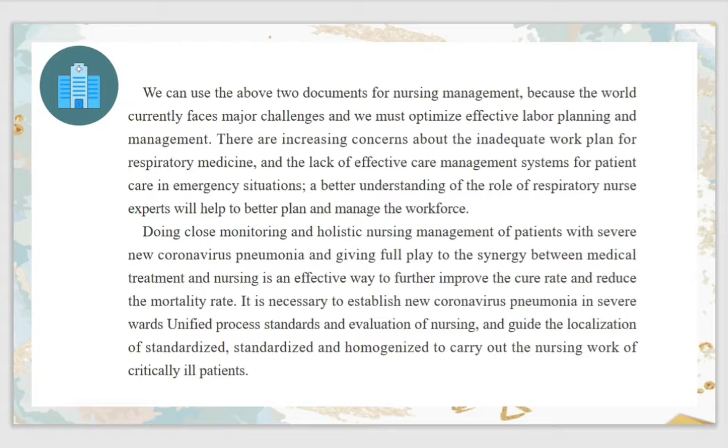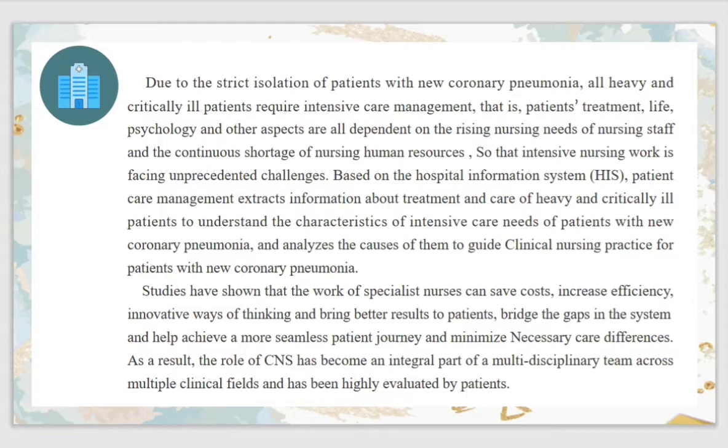It's necessary to establish a unified process standard and evaluation of nursing in severe new coronavirus pneumonia wards, and guide the localization of standardized and homogenized nursing work for critically ill patients. As a nurse, you should fully understand your responsibility and obligations in the nursing team. Even in the face of high demand and great pressure, you must stick to your position, play your role, and not be anxious or create problems for others. Nurses are managers in their daily nursing work.